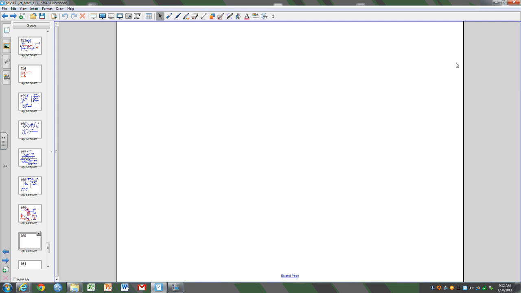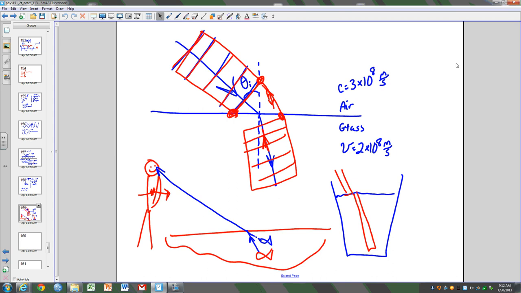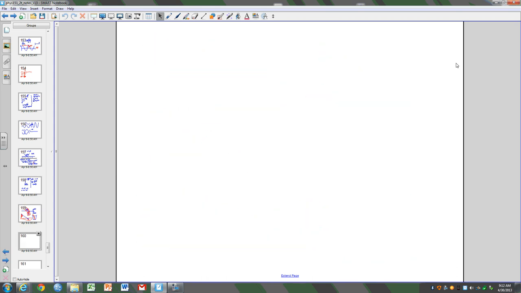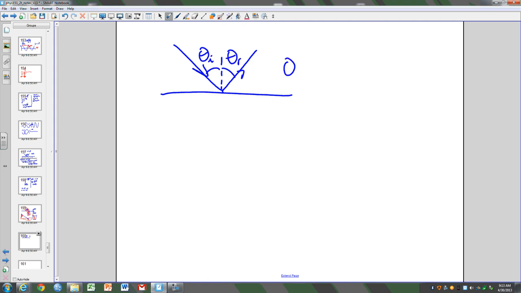Let's see. So we're on chapter 14. Chapter 14 was about light. So far, we've just been covering reflection and refraction. Reflection is just when a light ray bounces off of a surface like this. And the law of reflection says that this angle, the incident angle, is equal to that angle, the reflected angle. Those two angles have to be equal. That's called the law of reflection.